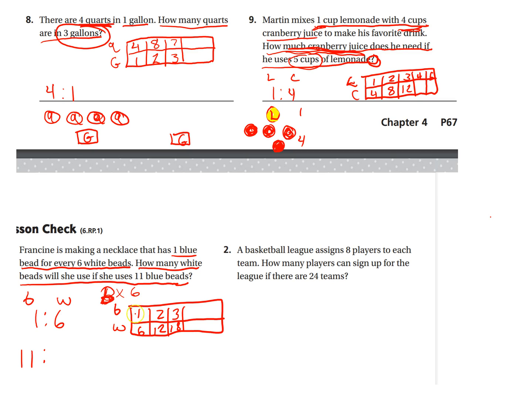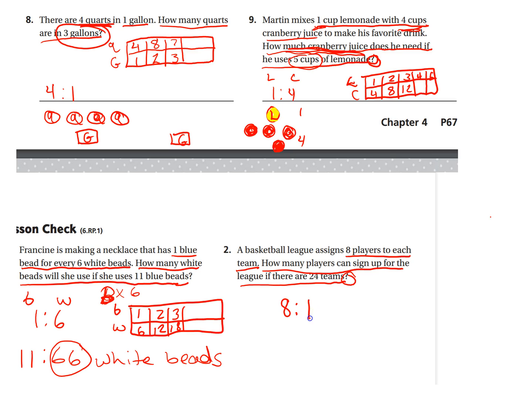So 1 times, since there's 1 blue, times 6 is 6. 2 blue times 6 is 12. 3 blue times 6 is 18. So 11 blue times 6 is going to be 66. So how many white beads will she use? 66 white beads. Okay, a basketball league assigns 8 players to each team. How many players can sign up for the league if there are 24 teams? So again, our ratio here is 8 players to every 1 team.